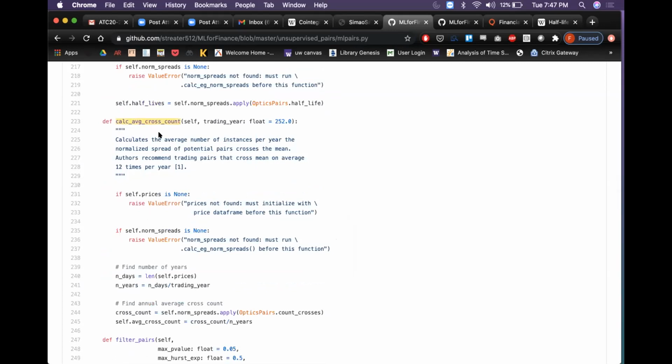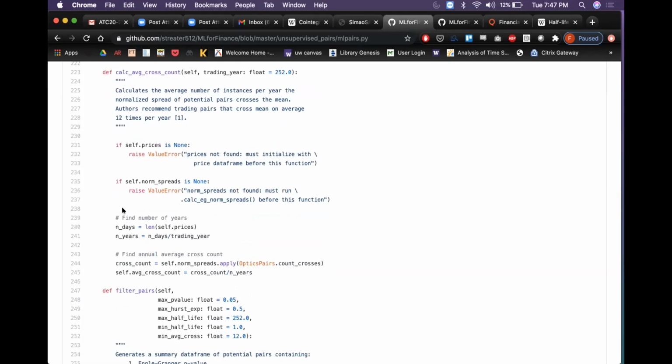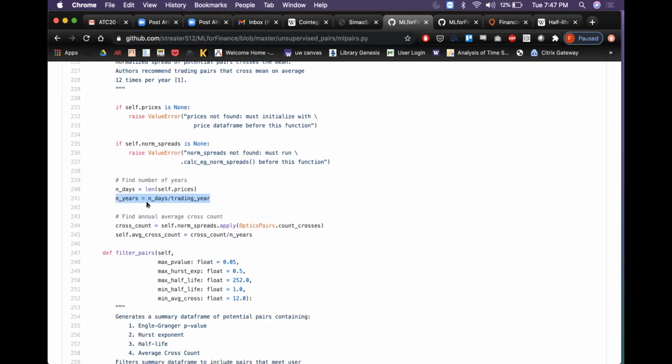And so here we calculate the average number of times that the spread crosses the mean. So in this case, the mean is going to be 0. So we find the number of days, and then we find the number of years that are within the original price data frame, and then we calculate the number of times that each series crosses the mean value, and then just divide that by the number of years, then filter to make sure that you have at least 12 per year.